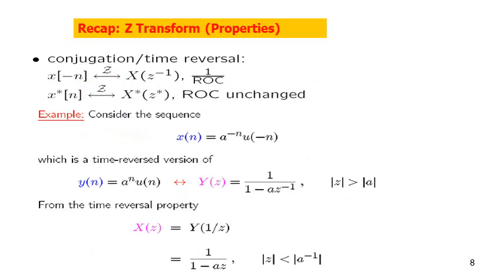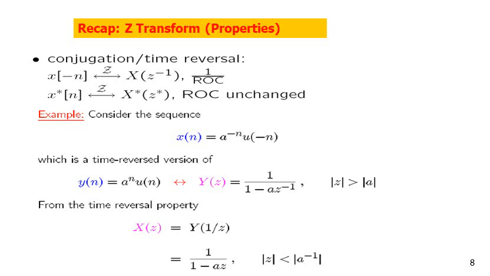The property that we will discuss is time reversal or conjugate. We actually discussed only the time reversal part, so let's stick with that only, which is saying that if we are flipping the signal in time, or taking x of minus n instead of x of n, then in the z domain we would replace z by z inverse, and the ROC would be 1 over the ROC of X of z.